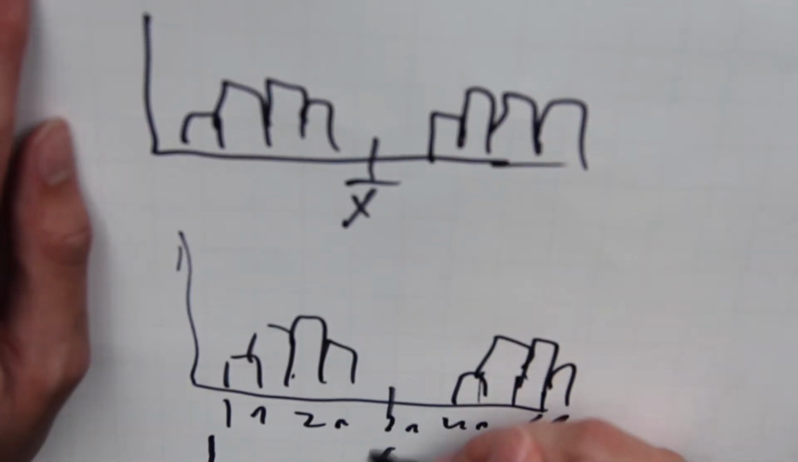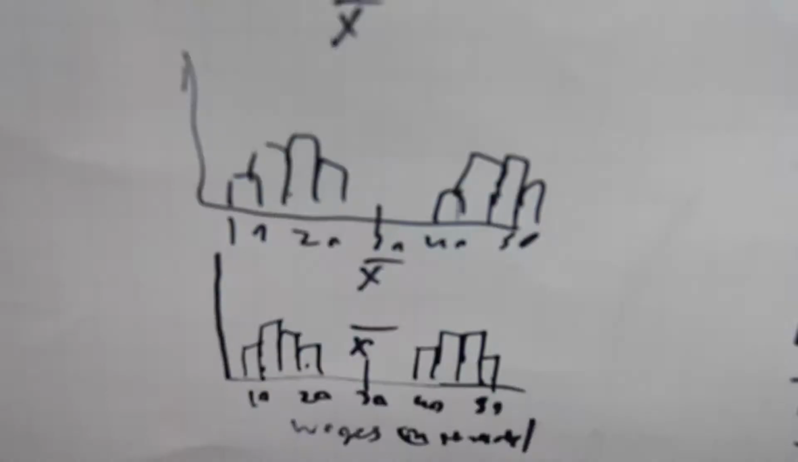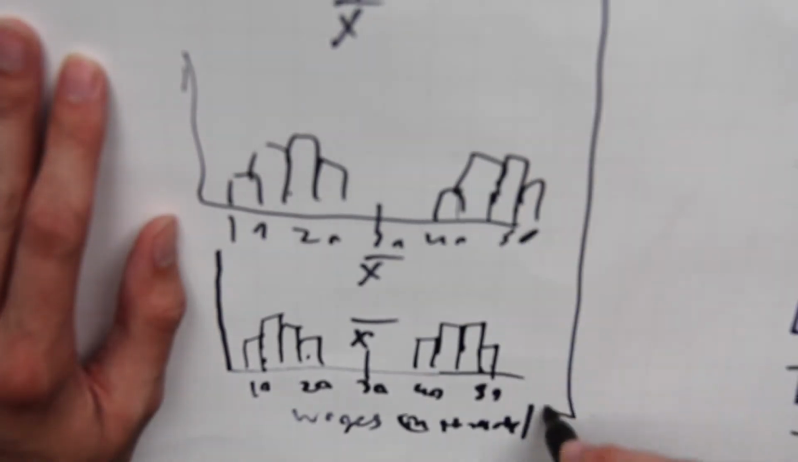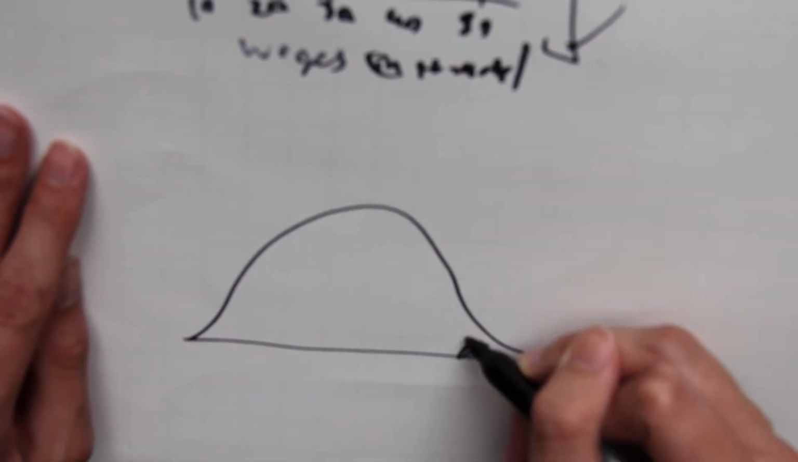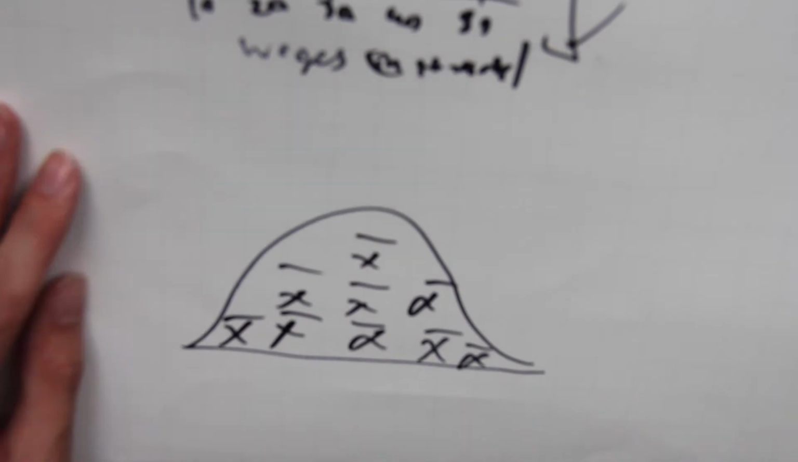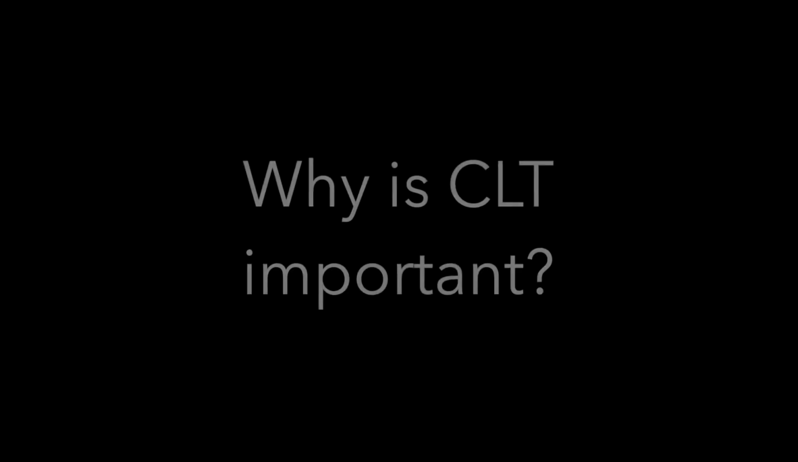However, if you take the x bar of all of those samples, line them up, and sort of drop them in a pile, that pile would be approximately normally distributed.